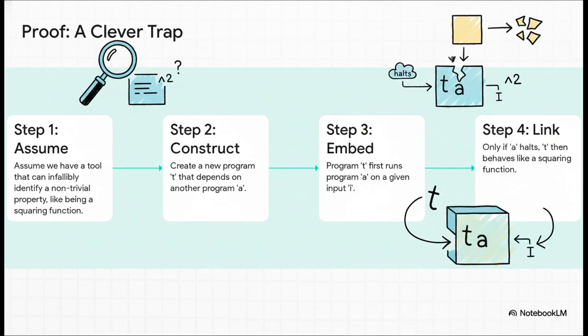And here's what Tricky T does. It takes some other program, any random program in the world, we'll call it program A, and it tries to run it. And now for the kicker, the key part in step 4. Only if program A eventually finishes running and halts, only then does our Tricky T program start behaving like a squaring function. If program A runs forever, Tricky T just sits there and does nothing.